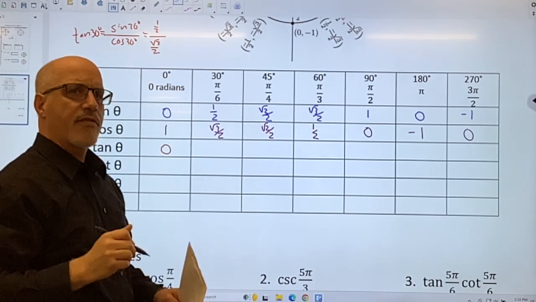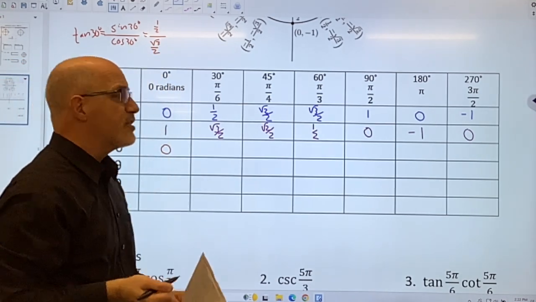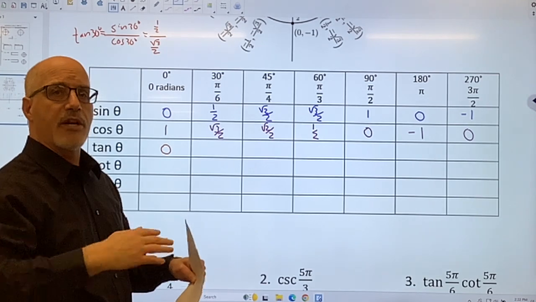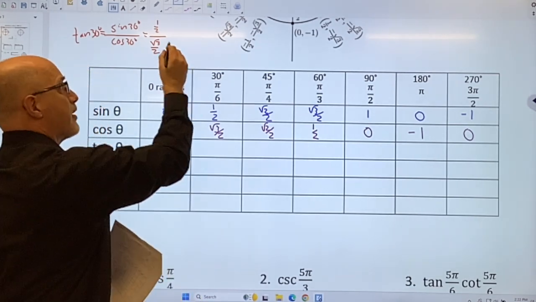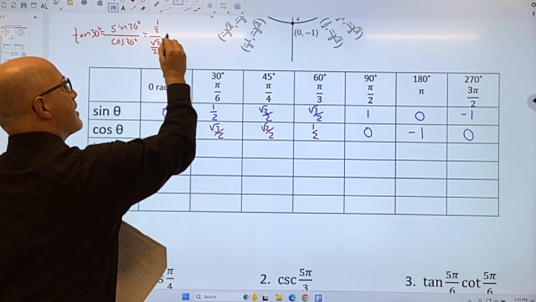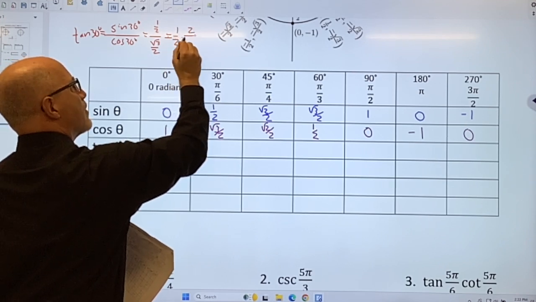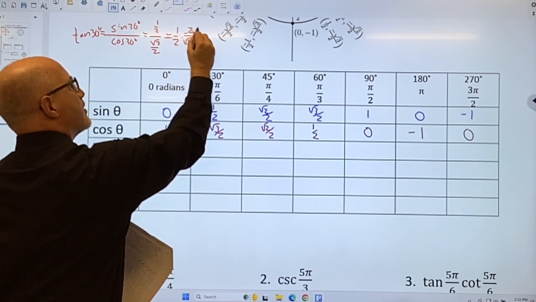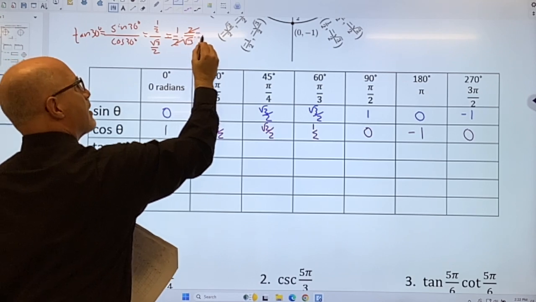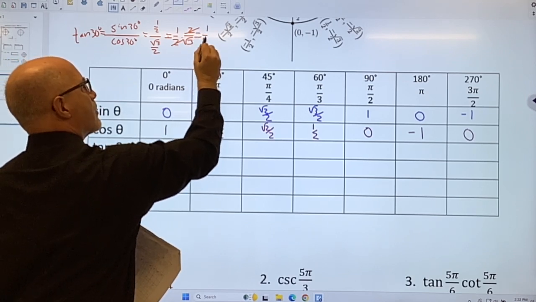You might remember from the work we've done with fractions that if you have a fraction in the denominator, you bring it up top and multiply by the reciprocal. So this is going to be equal to 1/2 times 2 over the square root of 3. The 2's cancel. You end up with 1 over the square root of 3.